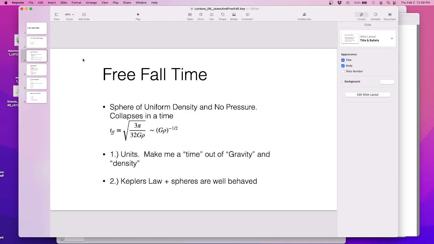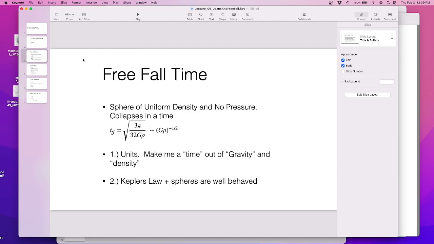If I want to know how long it takes for this thing to collapse, we can do the dumbest thing possible and do dimensional analysis. I haven't done dimensional analysis yet here, have I? I do it all the time, so I forget if I've done it or not. So let's do it. I want something that's a time from something that looks like gravity and something that looks like a density.